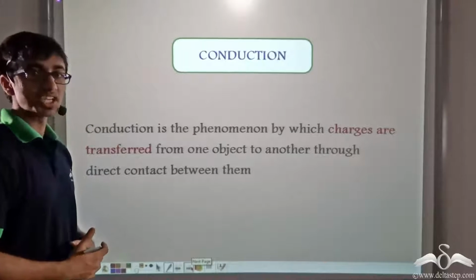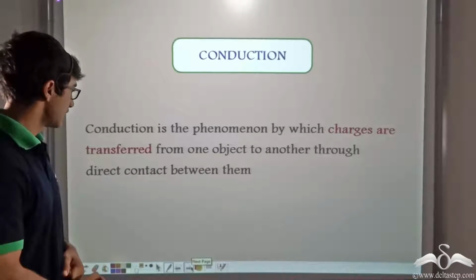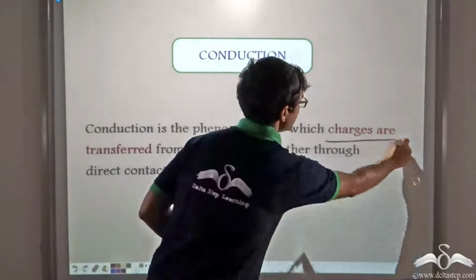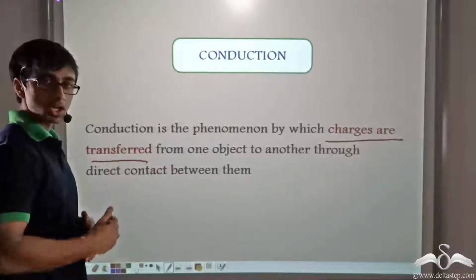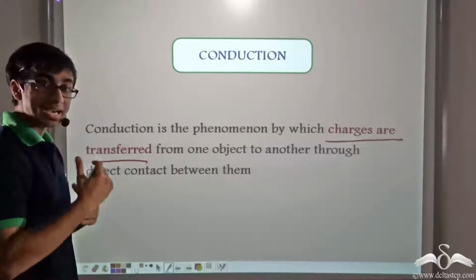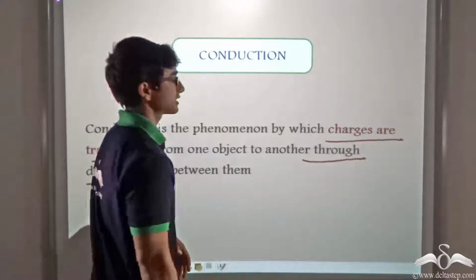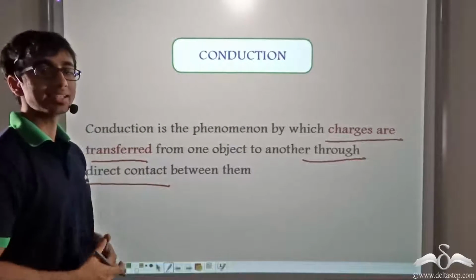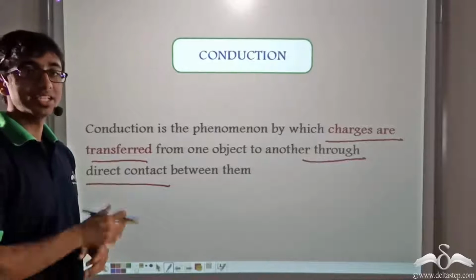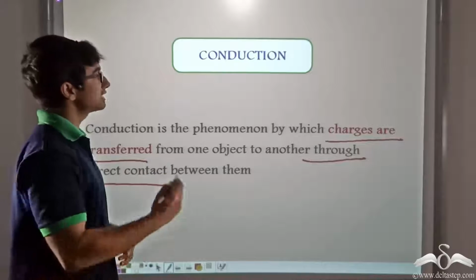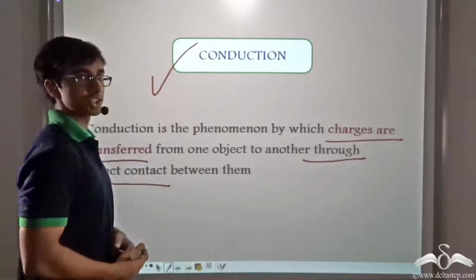So this method of charging is known as conduction. Conduction is the phenomenon by which charges are transferred from one object to another through direct contact between them. As you saw in the previous two cases, the positively charged rod and the negatively charged rod were actually touched with the conductor AB in order to charge it. So this process is known as conduction.